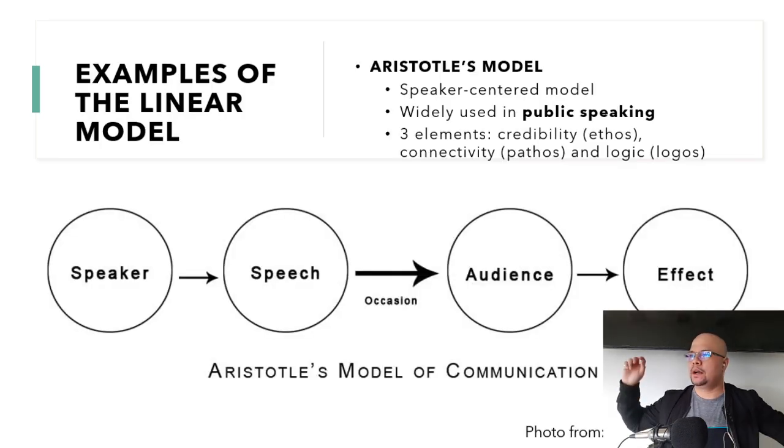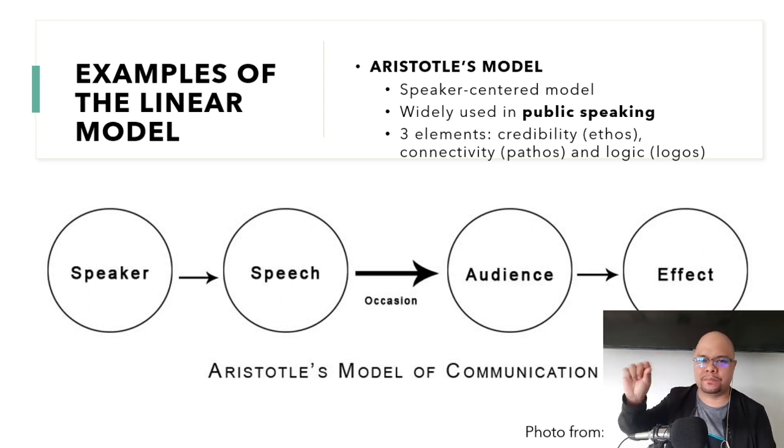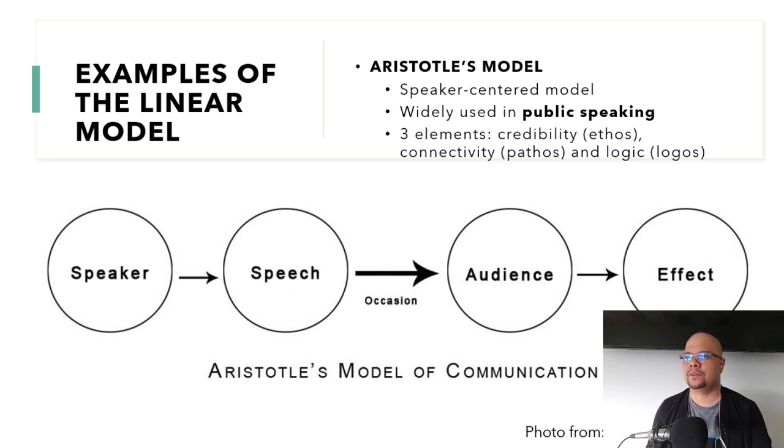Okay, so we're done with component 1 and component 2. We now go to the final component, which would be the specific models, which also fall under these three general types: linear, interactive, and transactional. So we go to the examples for linear models, and we have Aristotle's model. Now, his model is the earliest communication model known, and this is a speaker-centric model.